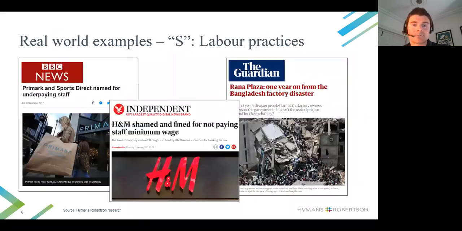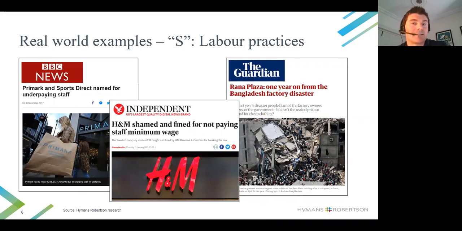Okay, so if we can click, we'll now take a look at an example of the social factors. The companies we've shown here are H&M and Sports Direct, a couple of household names, and the social factor here is ethical labor practices. Now, these headlines, again, may be familiar to many of you. You can see statements around poor working conditions, unpaid staff, and tragically on the right-hand side there, we saw the collapse of a building which killed over 1,000 workers. And so here, these sorts of practices really call into question the long-term sustainability of these organizations.